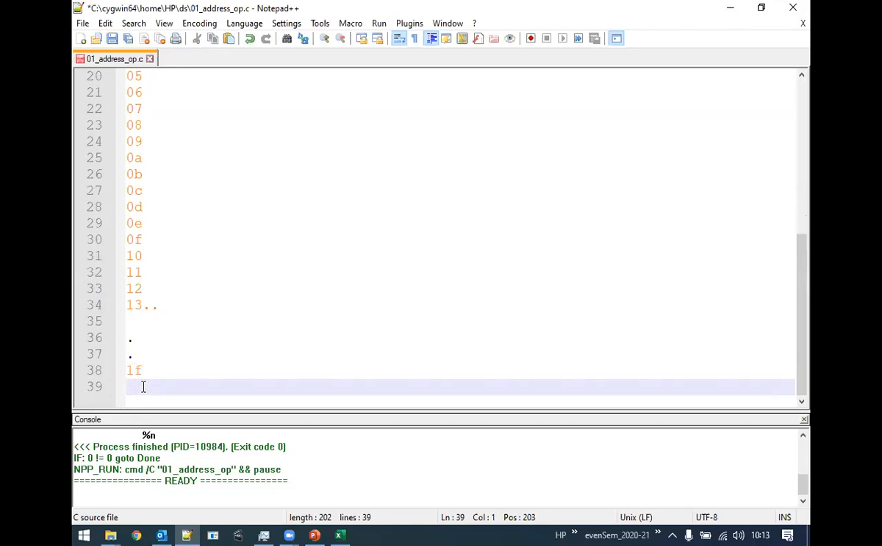After 1F, what will come? 20. Then 21, 22. Then it proceeds further, and after 2F, we get 30. This is the way the numbers in hexadecimal are written.